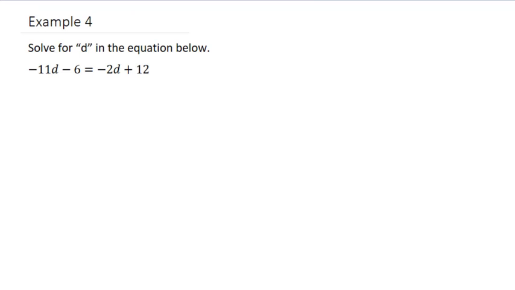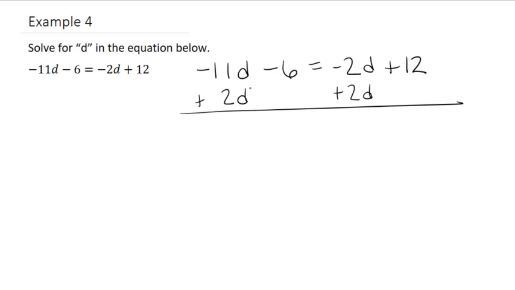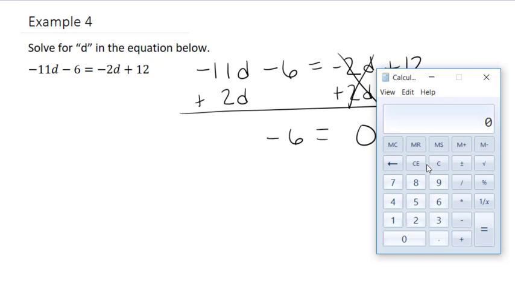Let's solve for d in the equation below. So let's go ahead and rewrite this. We have negative 11d minus 6 is equal to negative 2d. So let's go ahead and add 2d to both sides. So this becomes 0, and we have plus 12 on that side. Then we still have the minus 6. So here we have negative 11 plus 2, which is negative 9. So we have negative 9d.